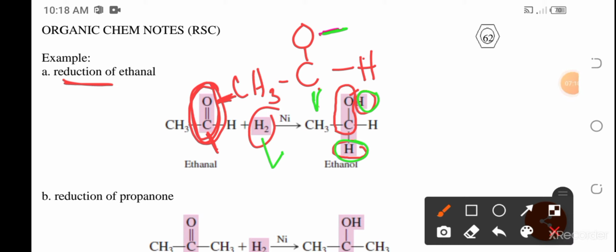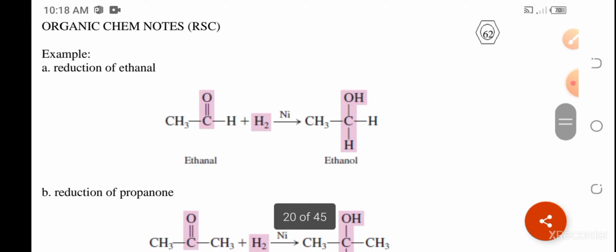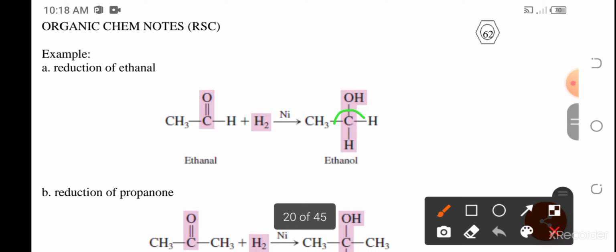So the product of reduction is an alcohol. Okay, now we also have primary alcohol for this case. Primary kasi nga, itong carbon atom that bears the hydroxyl has only one other carbon atom being attached on it. So primary siya.